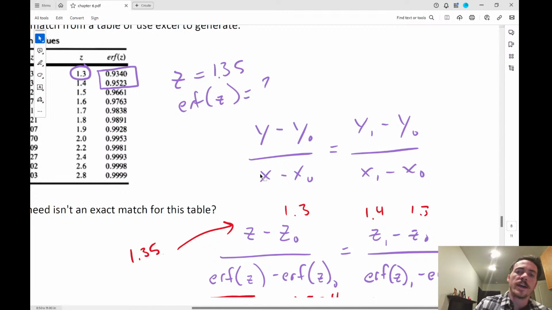So in this case, x could be z and y could be the error function of z, for example. The y0 would be the value that's below it, the lower bound value. y1 would be the upper bound value. So in this case, y0 would be 0.934, y1 would be 0.9523. x0 would be 1.3, the lower z value. x1 would be the upper one, 1.4. This allows you to solve for any arbitrary z or error function z value.